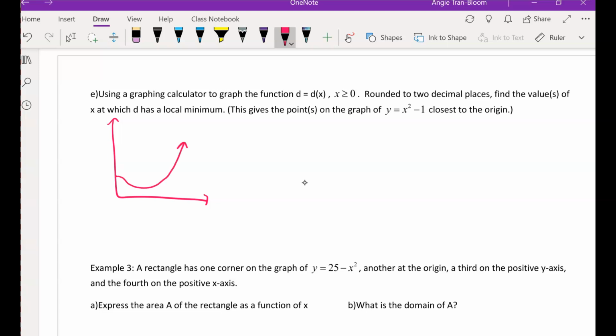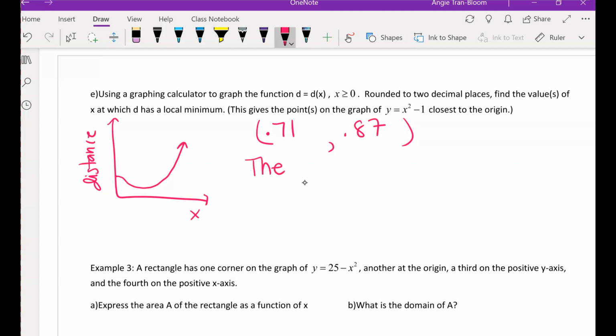We need to label the x-axis. What should we label the x-axis? Distance or just x? Just x. Y would be the distance. All right, here we go. And then you trace for the minimum. Can somebody give me the 2 points for the minimum? What did you get? 0.71. 0.71. And then what was the y? 0.87. 0.87.